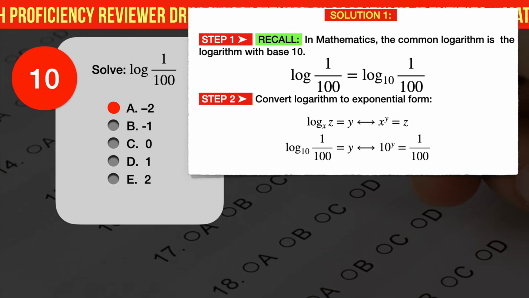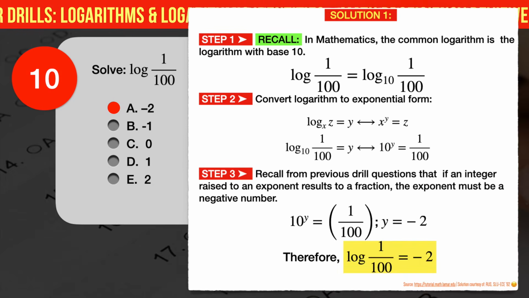The exponential form of the equation should read as 10 raised to y equals 1 over 100. From the previous drill questions, we should already know that if an integer raised to an exponent results to a fraction, the exponent must be a negative number. Since 10 squared equals 100, 10 raised to minus 2 must be 1 over 100. Hence, y must be minus 2. Therefore, logarithm of 1 over 100 equals minus 2.